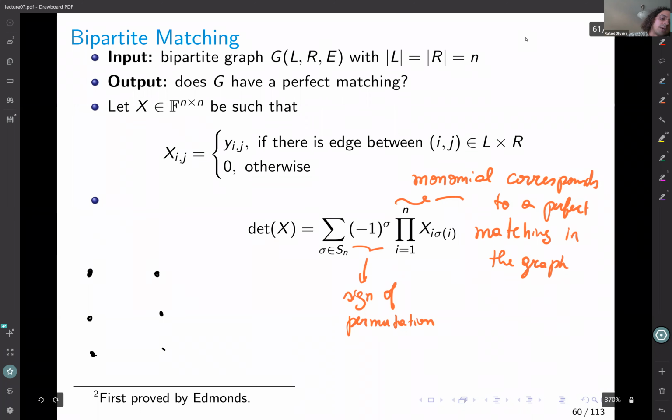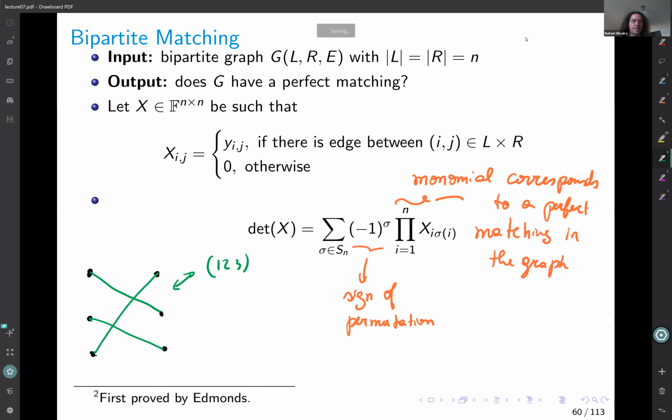Let's say that we pick a permutation 1, 2, 3, the permutation that maps 1 to 2, 2 to 3, and 3 to 1. What is the matching corresponding to this permutation? Well, I link 1 to 2, and then I link 2 to 3, and I link 3 to 1. Does that make sense? So each permutation corresponds to a particular perfect matching in the complete graph, right?